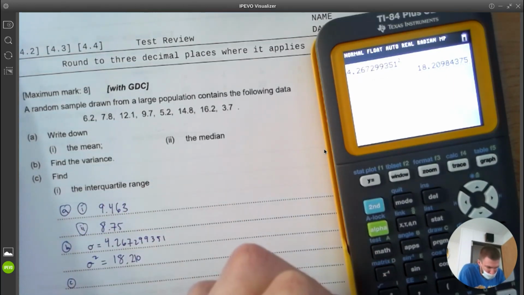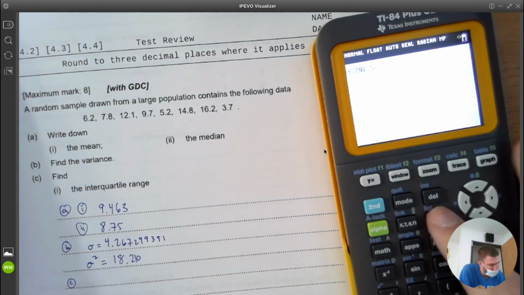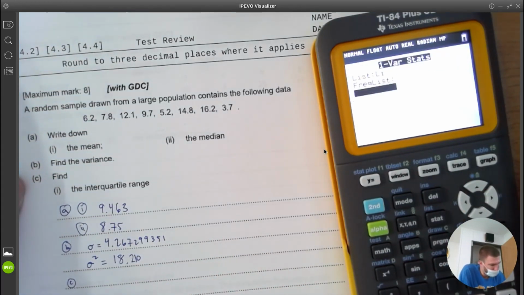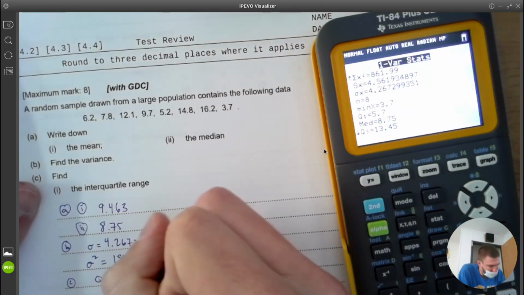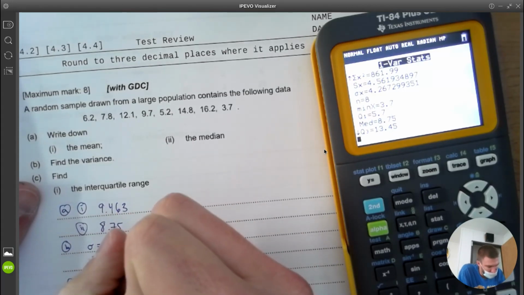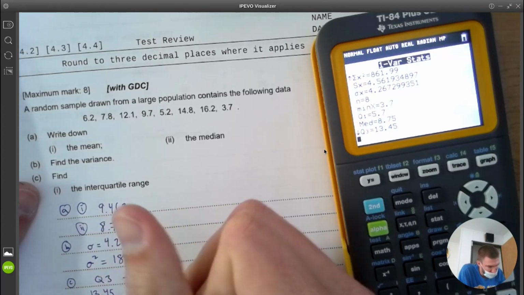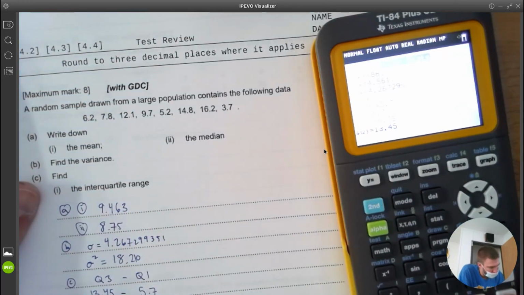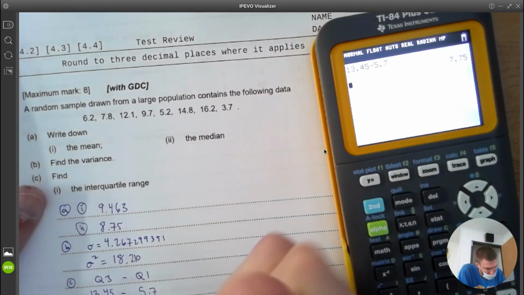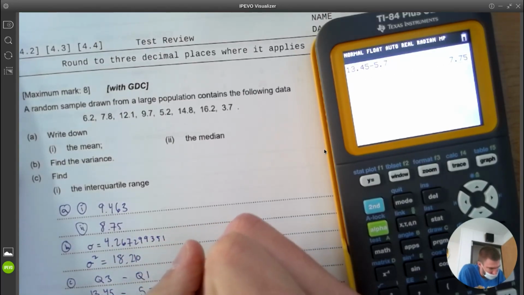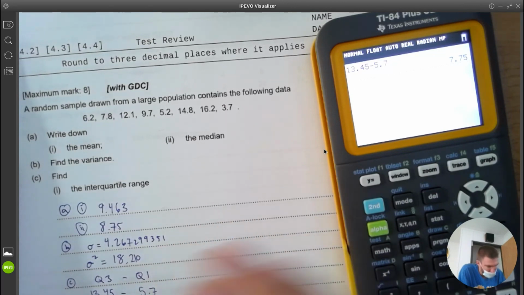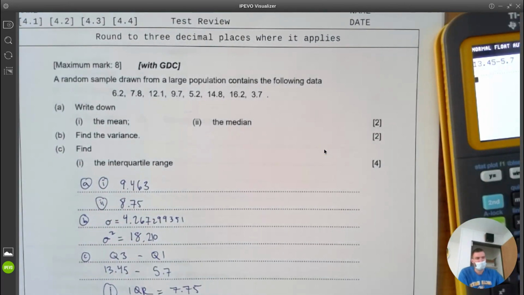C. Find the interquartile range. Should be able to go back here and look at my Q3 minus Q1, which is 13.45 and 5.7. 13.45 minus 5.7. IQR is 7.75. Easy. Sorry. I'm doing my best.